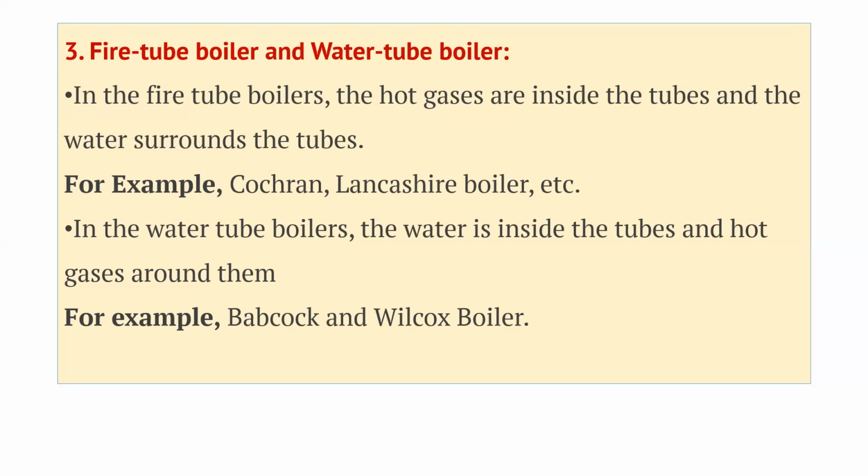One example is the Cochran and Lancashire boiler. And the water tube boiler means water inside the tube. So how can we get the heat? Fire will be outside. Water is inside the tube and hot gases surround the tubes. An example is Babcock and Wilcox.